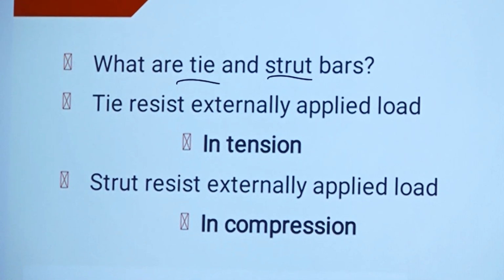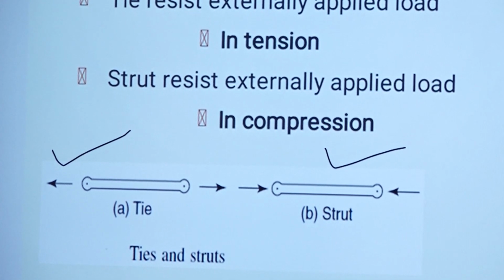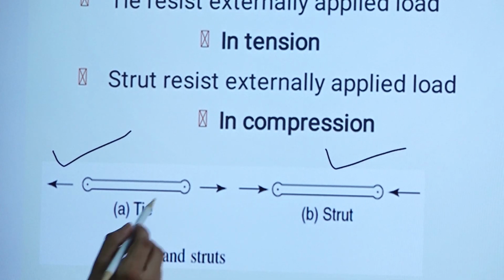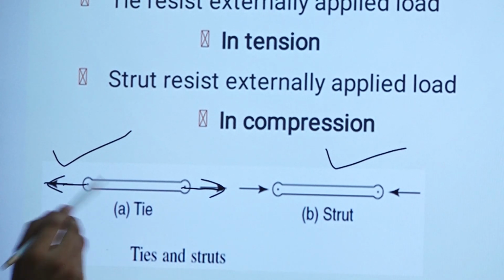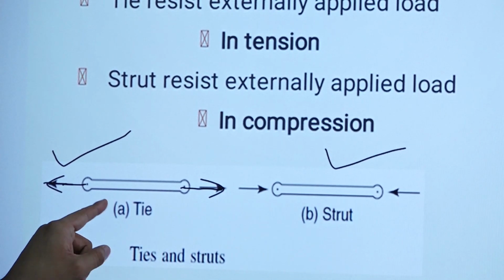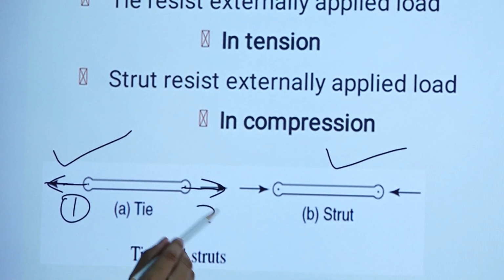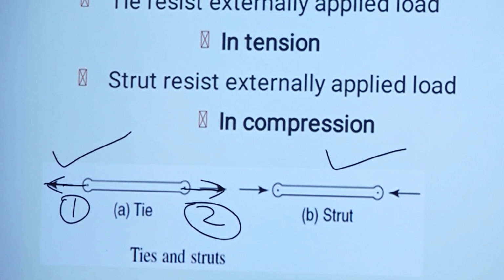As you can see here, these are two diagrams. The first one is a tie. A tie is a 2 force member that is always in tension, right? As you can see here, this force and this force are trying to elongate the bar, and we have only 2 forces here, 1 and 2. That's why it is called a 2 force member. So it is called a tie, right?